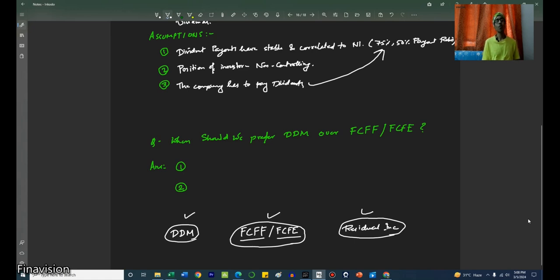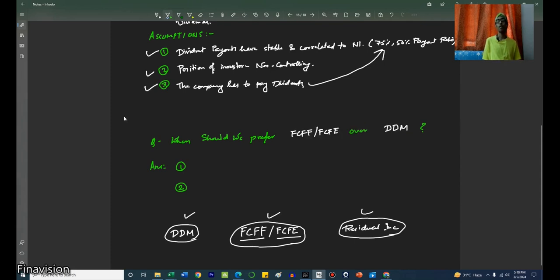For DDM, we have already gone through the situations, that is, the payout ratio has to be there, a stable payout ratio, preferably a substantial payout ratio has to be there, that is, the company has to be paying dividends, and the position of the investor is a non-controlling position, that is, it cannot take decisions at the managerial levels. Okay. Now there are certain other situations where a free cash flow model is more preferable to use.